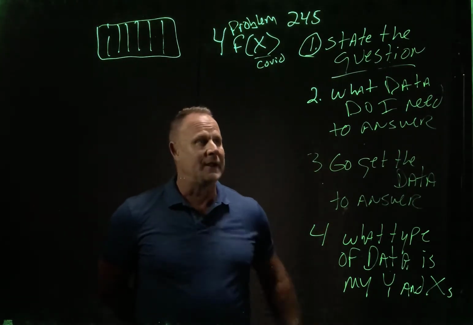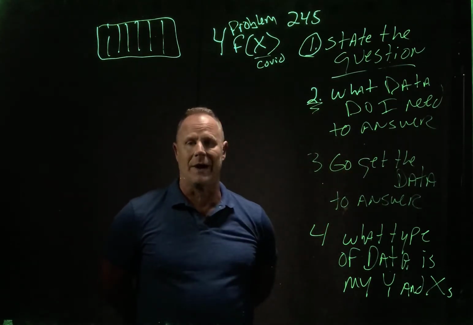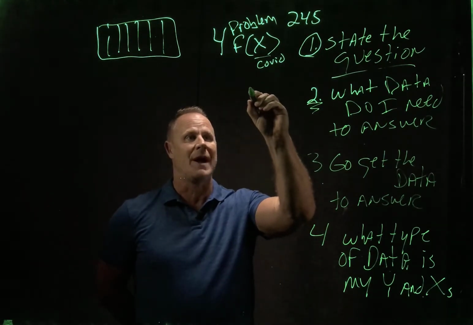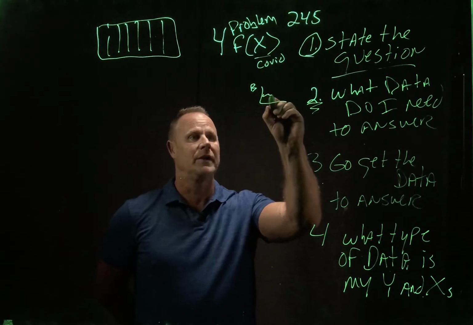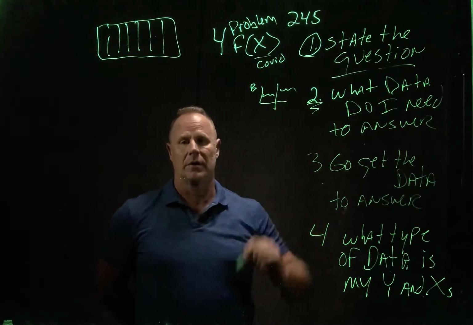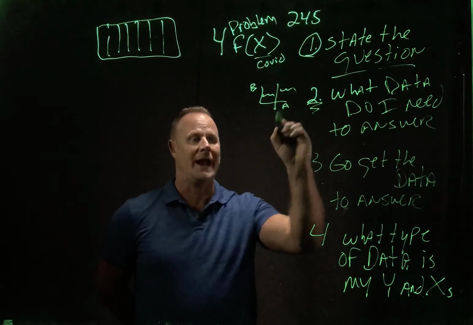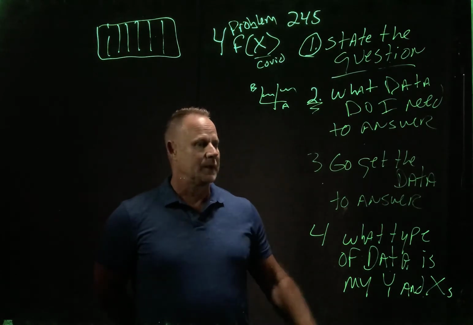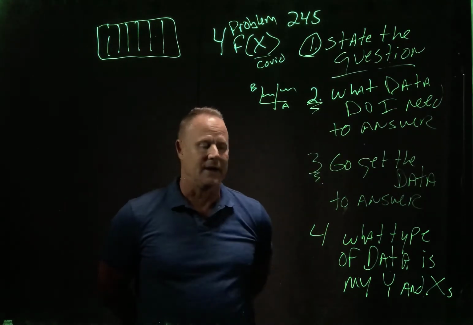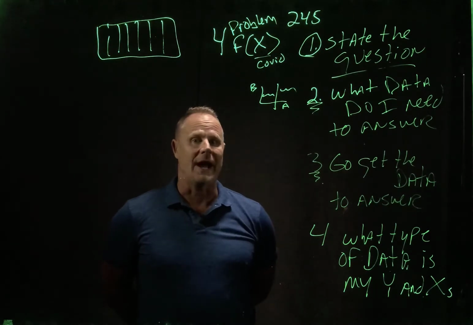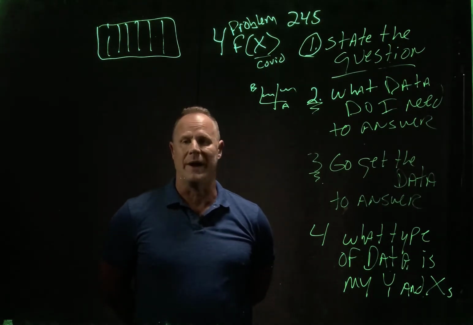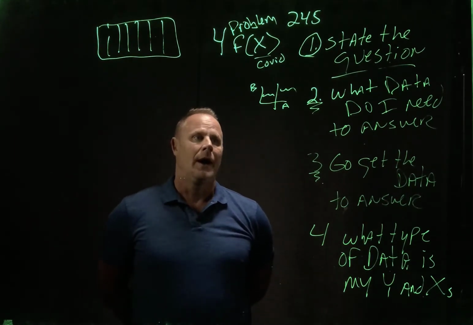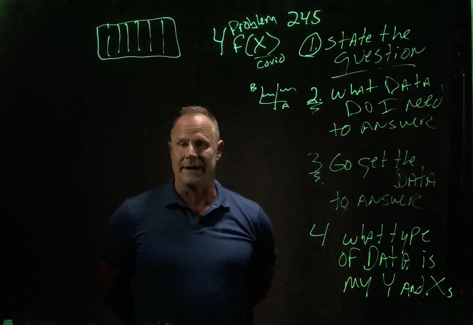Step two, I then need to determine what data I need to answer the question. So I'm thinking this through. I'm going to need my weight before COVID and after COVID, okay? So before and after. That's what I need. Then step three, go get the data to answer the question. So hopefully I have recorded in a spreadsheet somewhere what my weight was before all this started, and hopefully I have a few data points to make it meaningful. After data, I might have to go ahead and start collecting now.